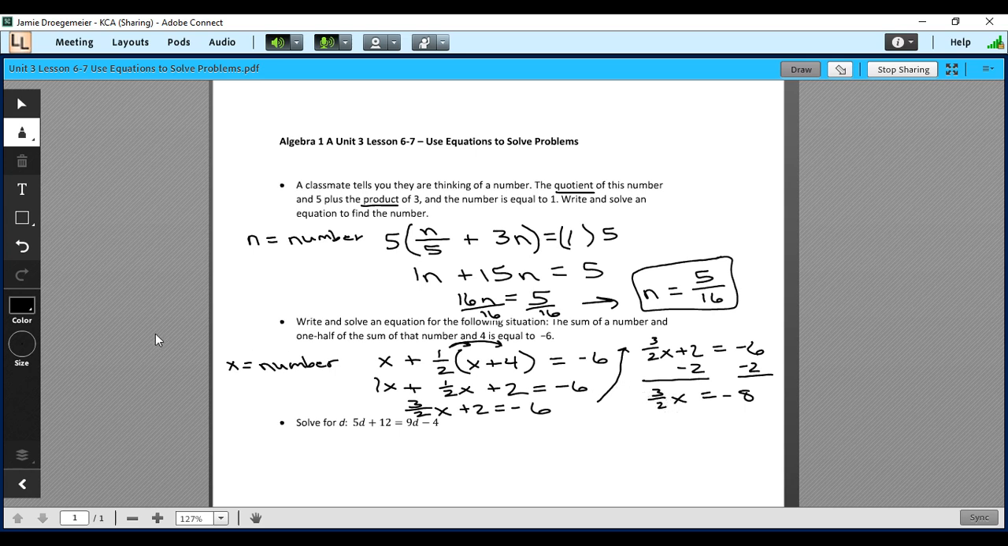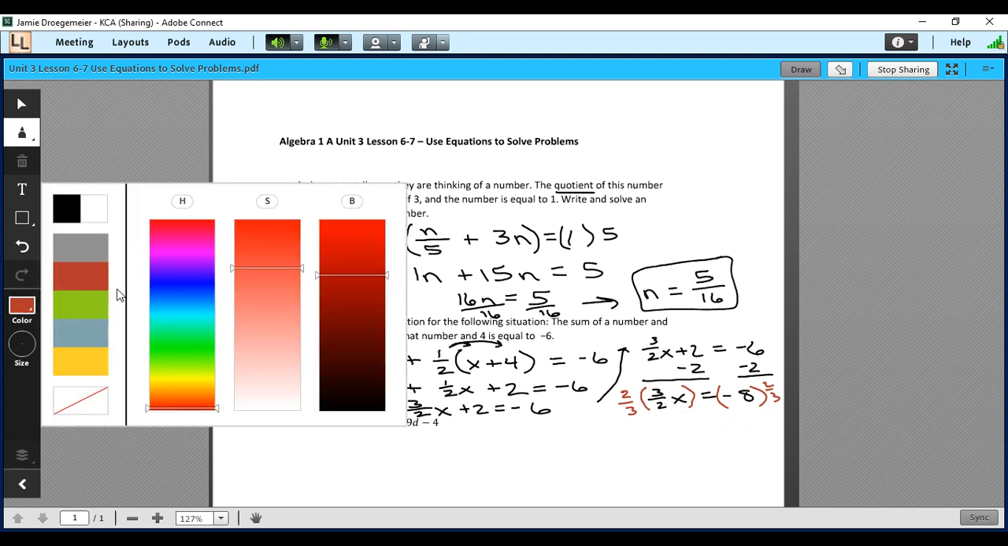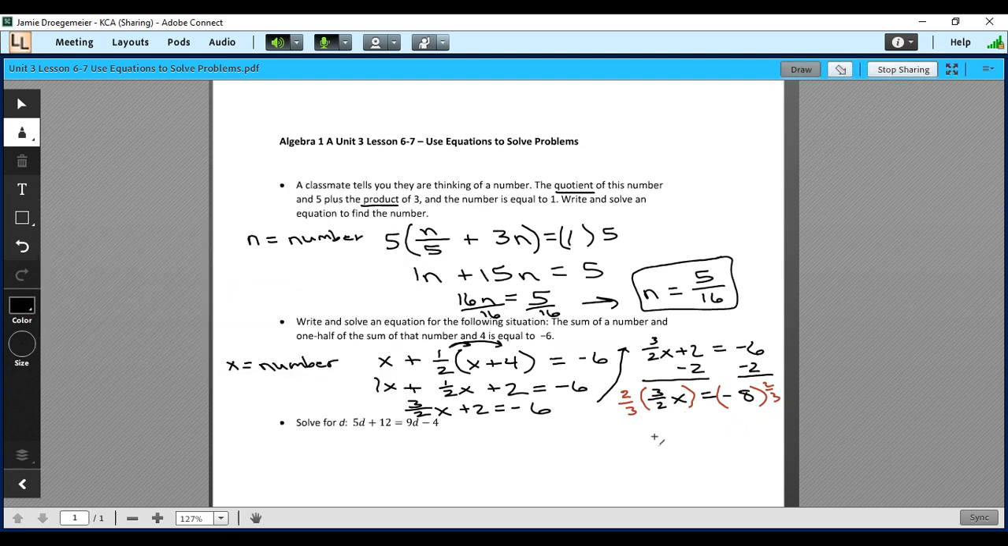Well, if you remember dividing fractions, to divide by a fraction, it's the same as multiplying by the reciprocal of that fraction. And reciprocal means you flip that fraction. So to divide by 3/2, that's the same as multiplying by 2/3. So I'm going to multiply both sides of this equation by 2/3. And when I do that on the left side, I'm just left with 1x, or x.